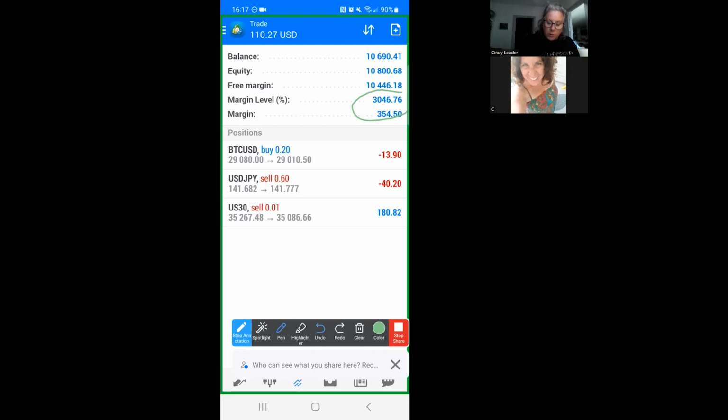to 100. As it gets down, of course it's 3,000 something, and this is a demo anyway, so I'm nowhere near over leveraged. Look, I've got 110 in positive trades, and it's a $10,000 demo account. As that margin level percentage gets closer to 100, as it gets lower and lower, that's when you're going to get that margin call.